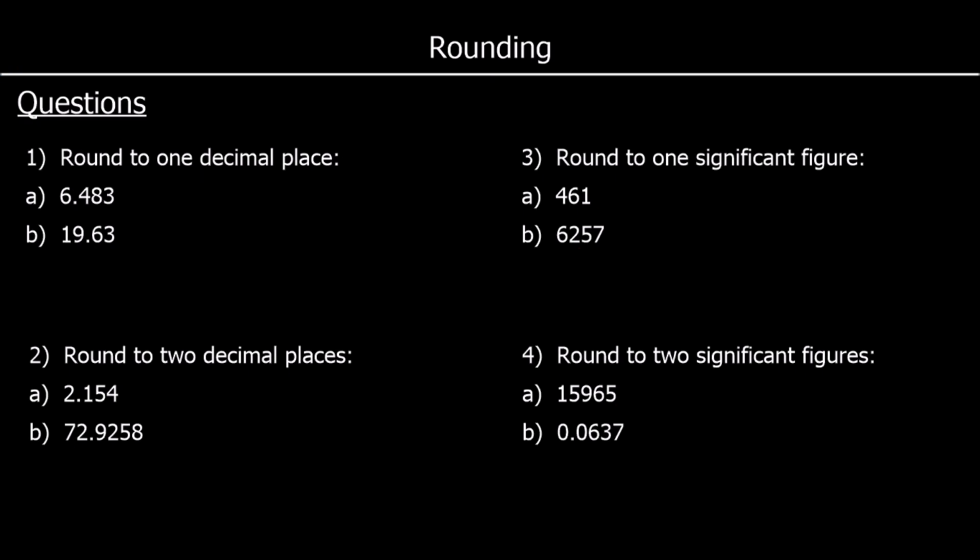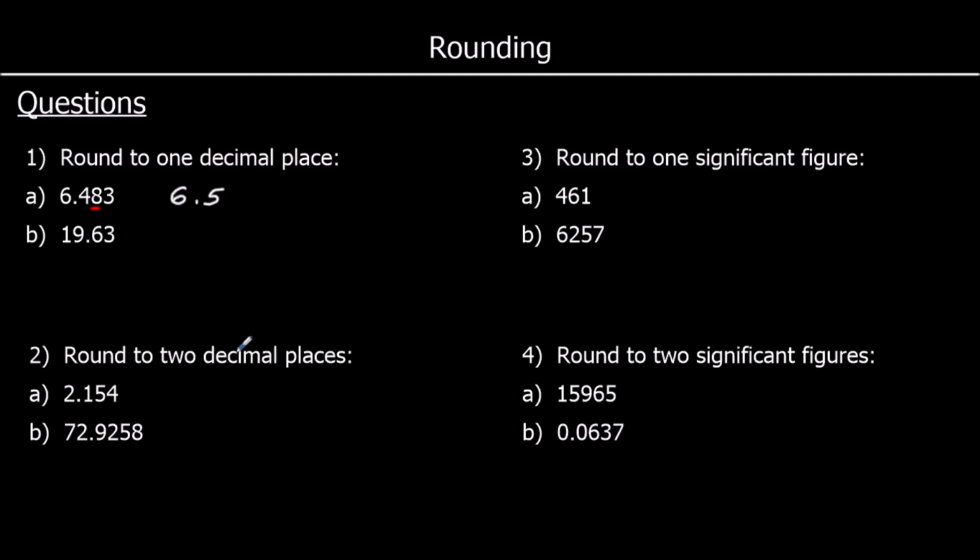Okay, some questions to finish up. Give these a go. Question 1. Round to one decimal place. That means we want one number after the decimal point. For the first one, we've got 6.483. So count one number after the decimal point and look at the one after it. If it's 5 or above, round up. So we've got an 8, so we're rounding up. So 6.4 becomes 6.5. It's closer to 6.5 than it is to 6.4.